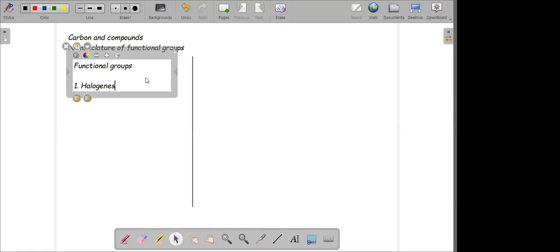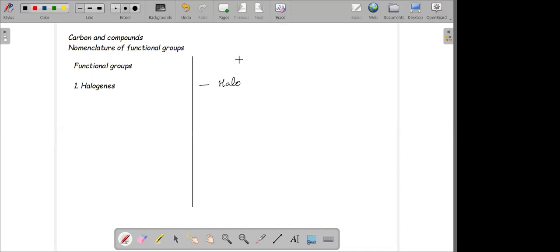How are they named? They are named by prefixing the word halo. We prefix, not suffix. Like chloro, fluoro, bromo, iodo, those are the words which we attach over here. So we use fluorine, chlorine, bromine, and iodine. These are the halogens.